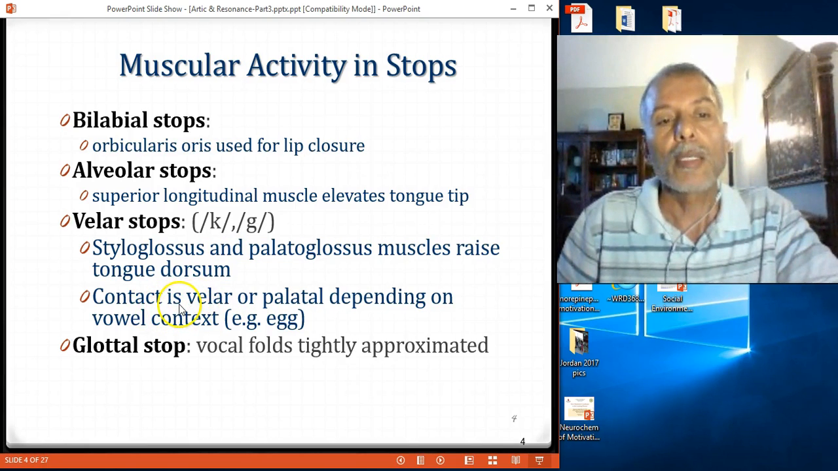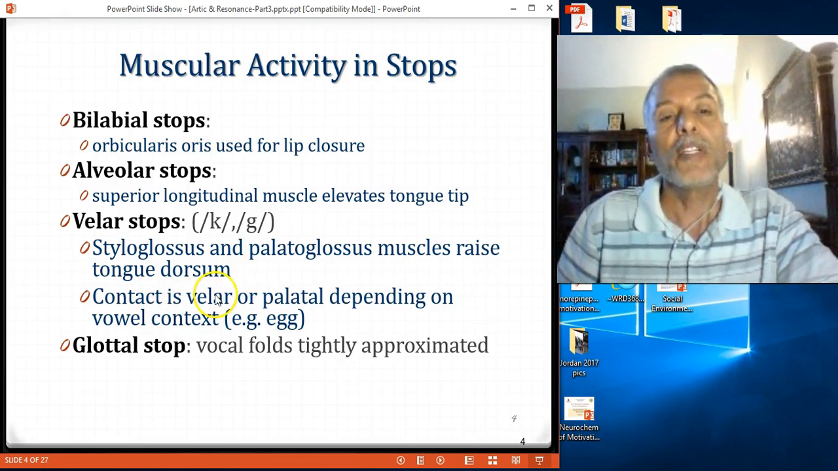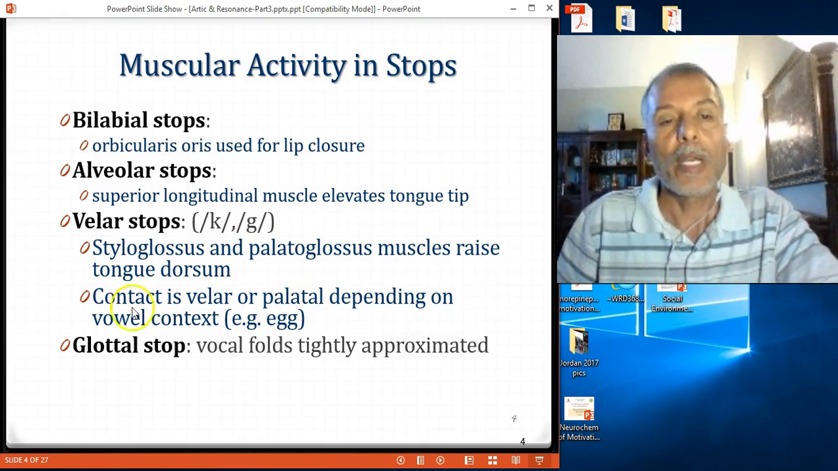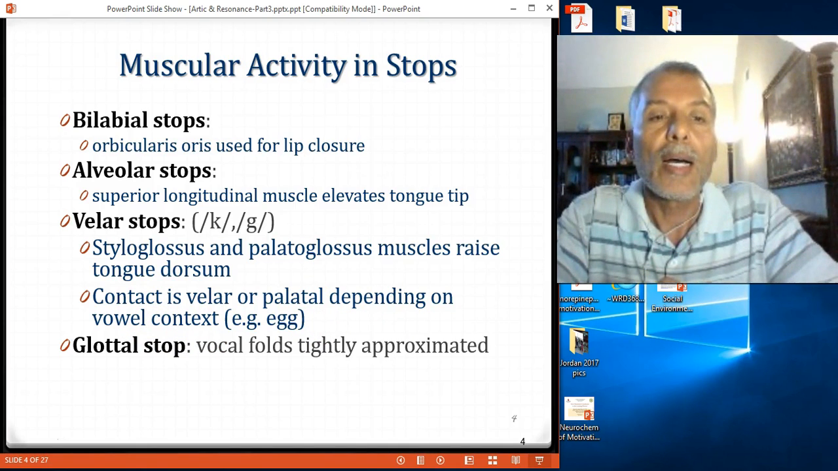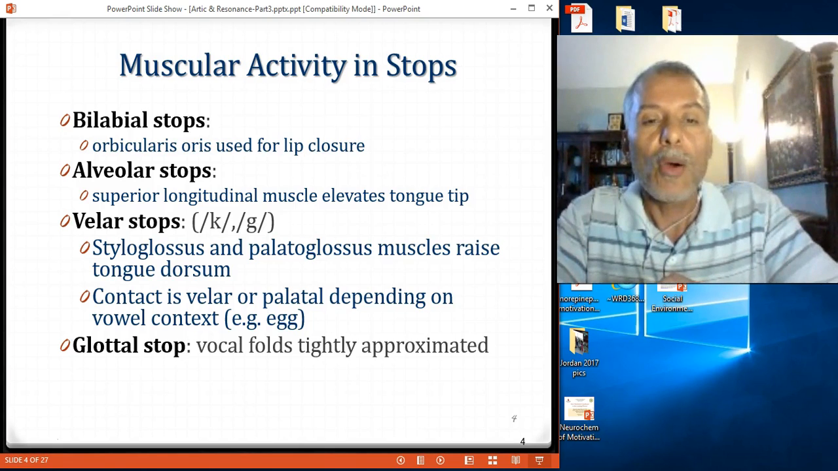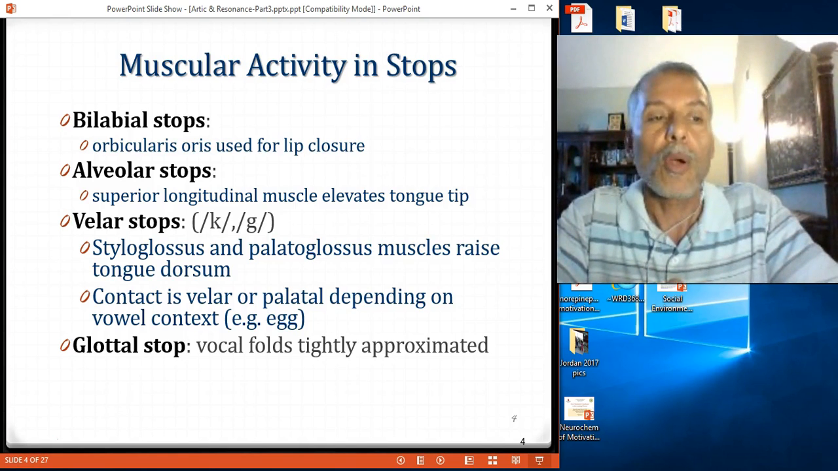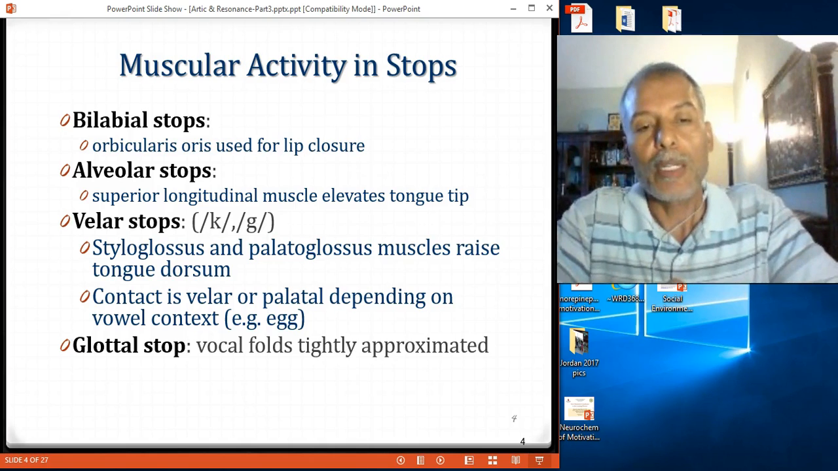So the contact can be either velar or palatal, depending on vowel context. What does that mean? Say the word egg. To make it even clearer, say eeg, or you can say igloo, eeg, regardless of whether there's a word like that or not.